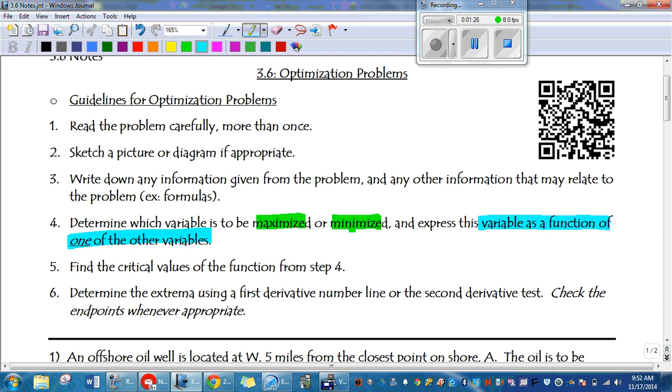After we've figured out that equation, maybe simplified it if we need to, we're going to start using our calculus. We're going to find the critical values, because to find maximums and minimums, the critical values help us, because that's where local maxes and local mins tend to occur. And then the last part is to determine the extrema, like the absolute min or absolute max, using a first derivative number line or a second derivative test. And we want to remember to check the endpoints whenever appropriate.